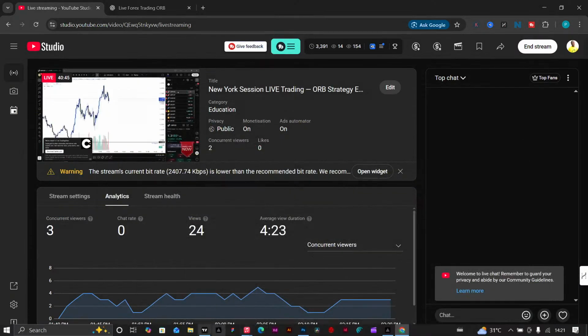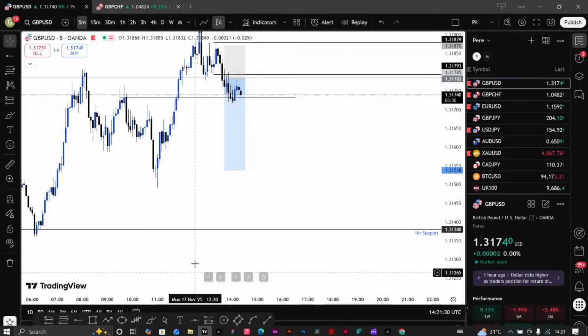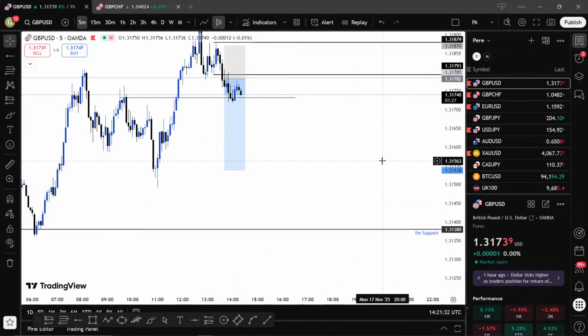So guys, I'm back and looking at the market. The market is really slow. Nothing irritates me more than when I'm holding a trade and then the trade is moving like this. Market is just so slow.